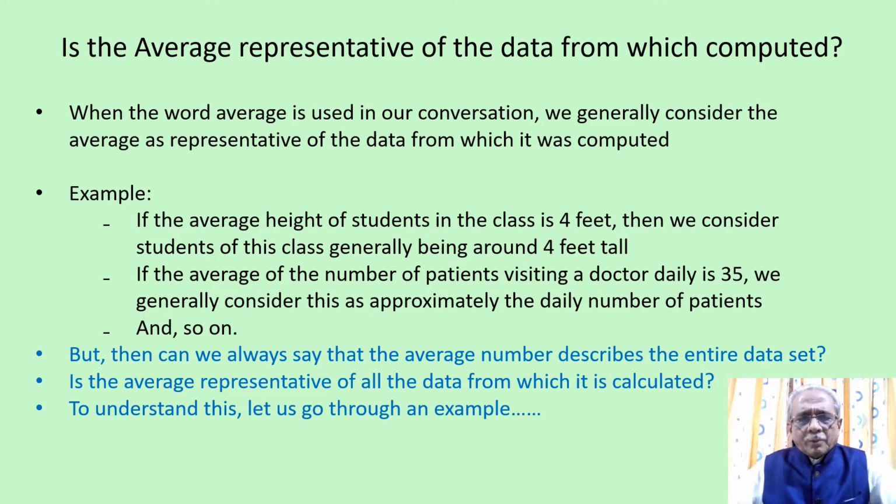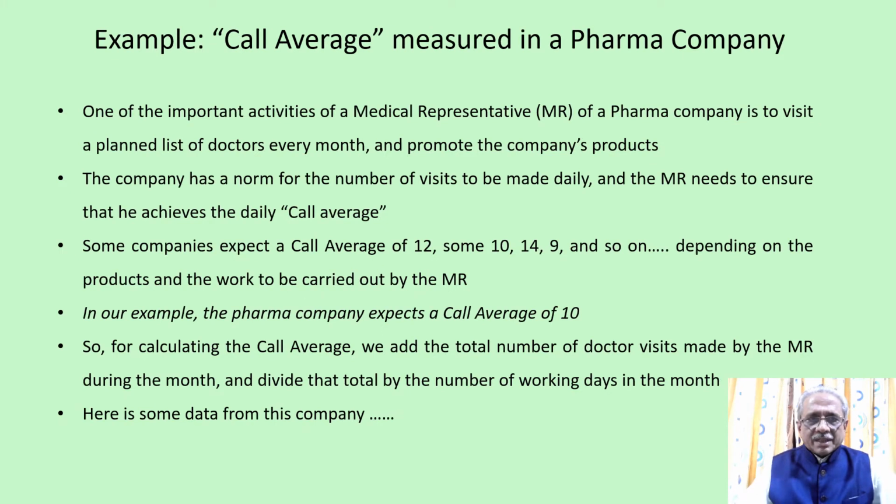But then can we always say that the average number describes the entire data set? Is the average representative of all the data from which it is calculated? To understand this, let us go through an example. The example is that of a pharma company. One of the important activities of a medical representative, an MR of a pharma company, is to visit a planned list of doctors every month and promote the company's product.